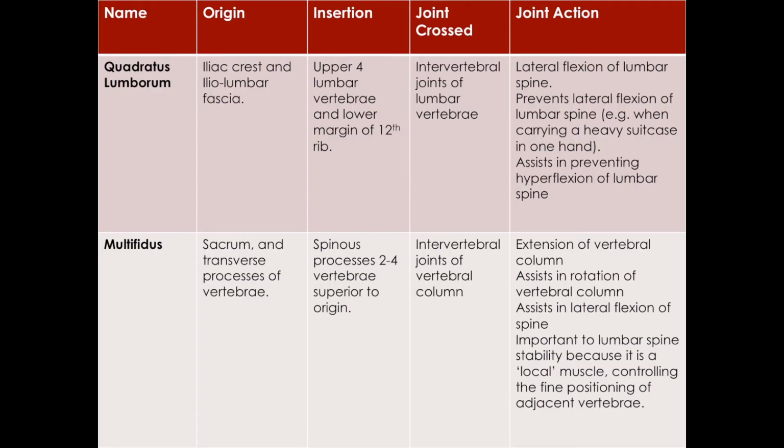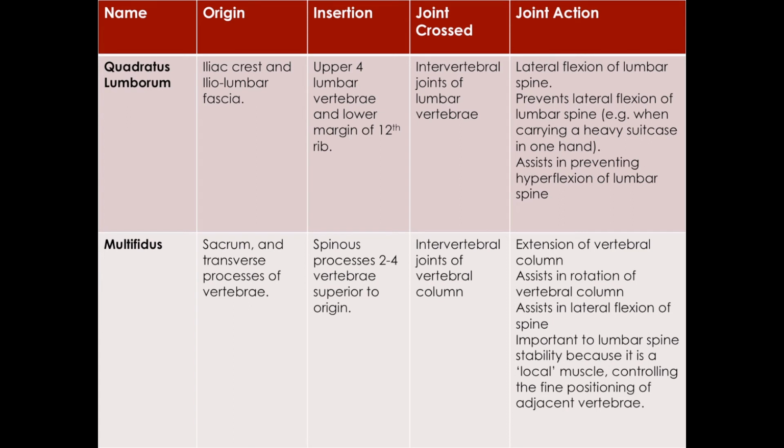The quadratus lumborum muscle originates on our iliac crest and our iliolumbar fascia. This muscle inserts on the upper four lumbar vertebrae and the lower margin of our 12th rib. The joints crossed are the intervertebral joints of our lumbar vertebrae, and the joint actions are lateral flexion of our lumbar spine, and this muscle also assists in preventing hyperflexion of our lumbar spine.